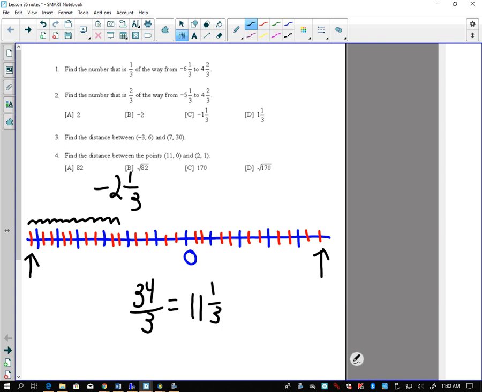Let's see. And I might be off because -1, -2, and I might have miscounted by 1. 1, 2, 3, 4, 5, 6, 7, 8, 9, 10, 11, and 1/3. Yep, it should be right here, which would make this -2 and 2/3. Sorry, miscounted. All right, so our answer should be -2 and 2/3, right?